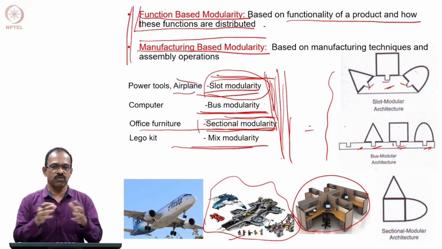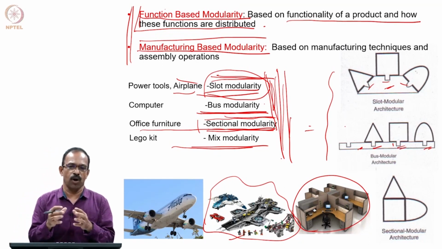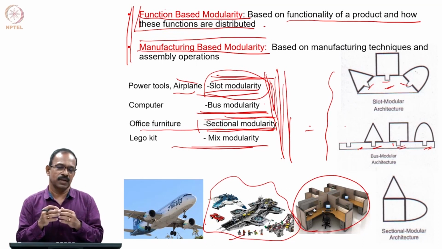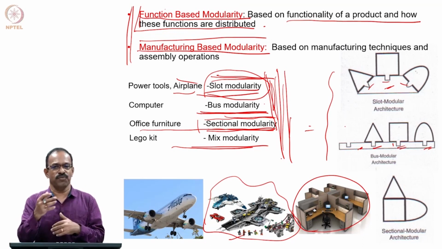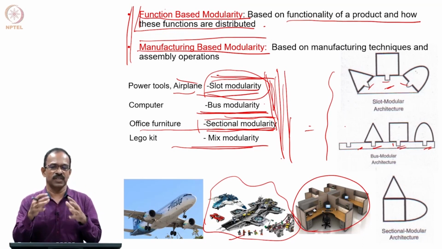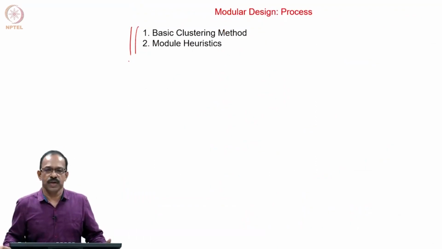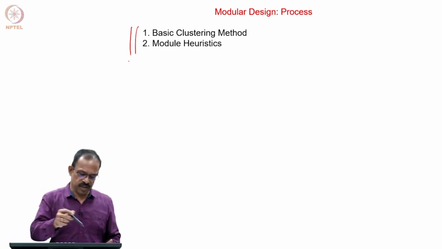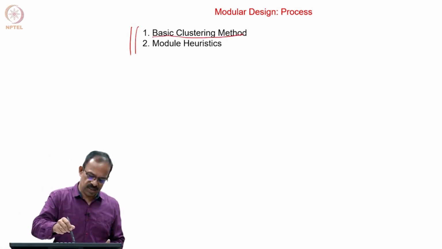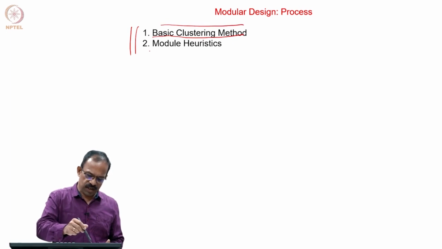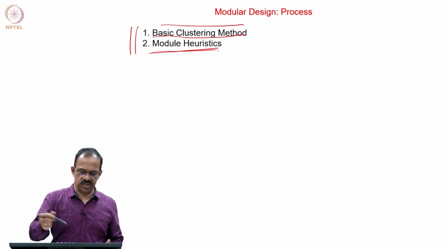But then how do we combine these functions to make individual blocks, or how do we decide the number of modules and the elements within each module? That is the next question. Here we use two methods to get the modules. The first one is known as the basic clustering method, and the second one is known as module heuristics.